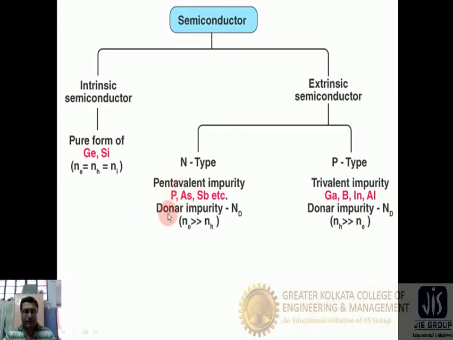In n-type semiconductors, the number of electrons is more than the number of holes, and in p-type semiconductors, we add trivalent impurities like gallium, boron, indium, aluminum, etc. to get the p-type semiconductor. In p-type semiconductor, we can see the number of holes is much greater than the number of electrons. So this is another comparison we can find.